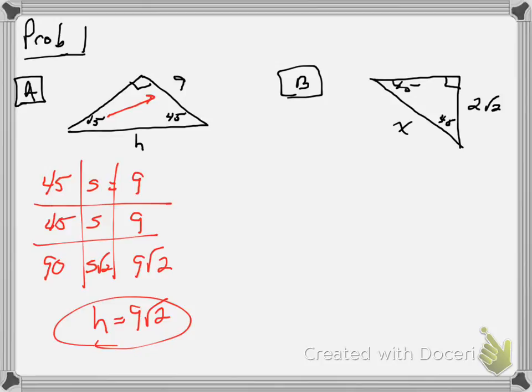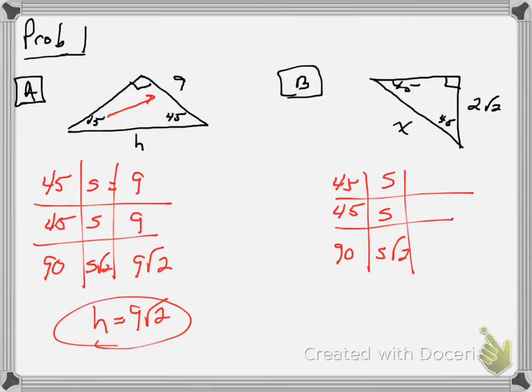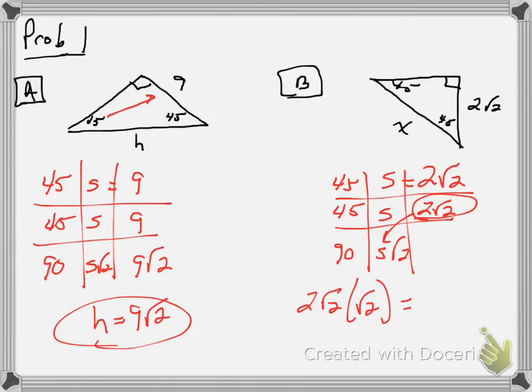Okay, so let's go over to B. Again, draw your chart. 45, 45, 90, side, side, side radical 2. Well, let's look. Across from the 45 again is 2 radical 2. So I'm going to fill that in right here. So S equals 2 radical 2. So S equals 2 radical 2 again. Well, let's plug 2 radical 2 in for S. So 2 radical 2 times radical 2. That's going to end up giving me 2 times radical 2 times radical 2 is 2. 2 times 2 is 4. So in this case, X equals 4.